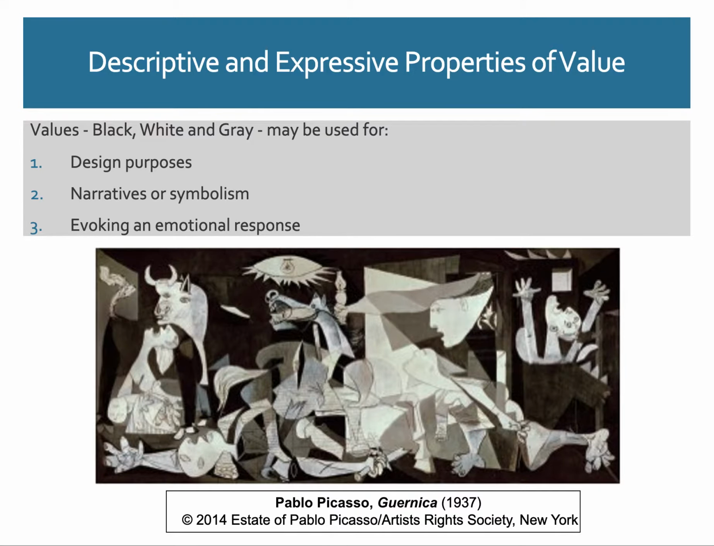So black, white, and gray can be used for design purposes, narratives or symbolism, or evoking an emotional response. If you haven't yet been exposed to Pablo Picasso's Guernica, and this is a massive painting, it's huge. It was very controversial at the time, and we'll get into it when we get into controversial art. But it is painted in black and white, and it evoked a very emotional response in its time. So now y'all have to either look it up or stick around till we get to that lecture to find out more.